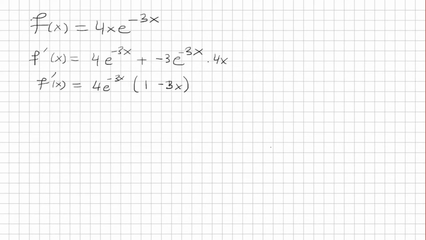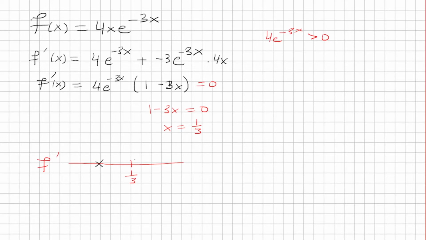I factor this out because it's easier to use a number line with, because the thing with 4e to negative 3x, it's an exponential and it's always going to be positive. And so when I find the critical numbers, I can set this equal to 0 and then divide both sides by 4e to negative 3x and get that 1 minus 3x is 0, so x is 1/3. That means the critical point is 1/3, and then we have to test the region here.